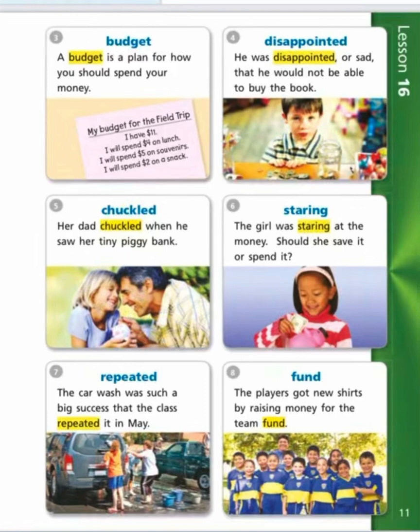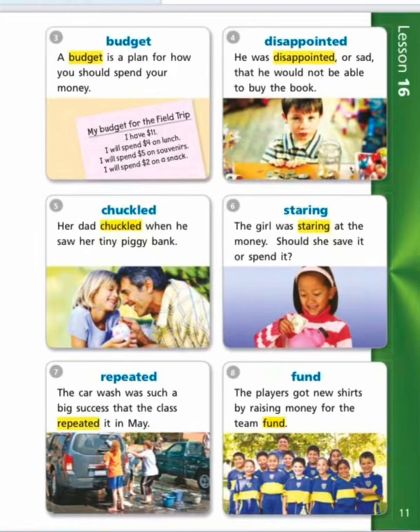Disappointed. He was disappointed or sad that he would not be able to buy the book. Chuckled. Her dad chuckled when he saw her tiny piggy bank. Staring. The girl was staring at the money. Should she save it or spend it?